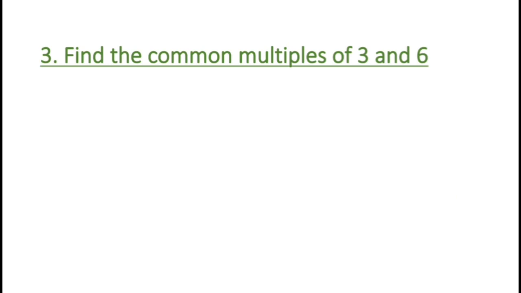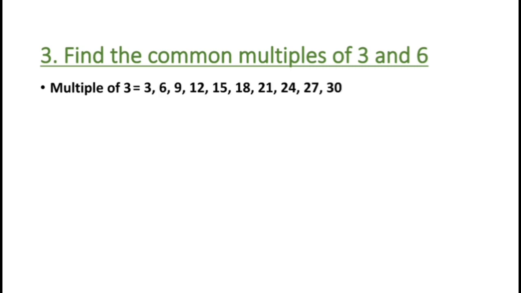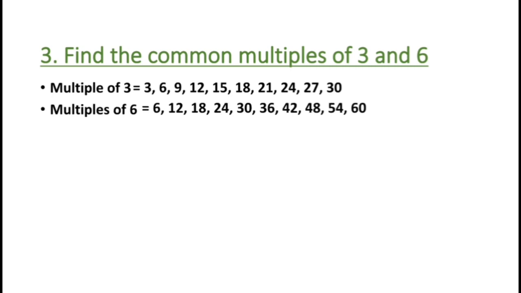Find the common multiples of 3 and 6. Let us write the multiples of 3. Can you tell me the 3 table? 3 1s are 3, 3 2s are 6, 3 3s are 9, 3 4s are 12, 3 5s are 15, 3 6s are 18, 3 7s are 21, 3 8s are 24, 3 9s are 27, 3 10s are 30. Similarly, we will write the multiples of 6. Nothing but the 6 table we write.